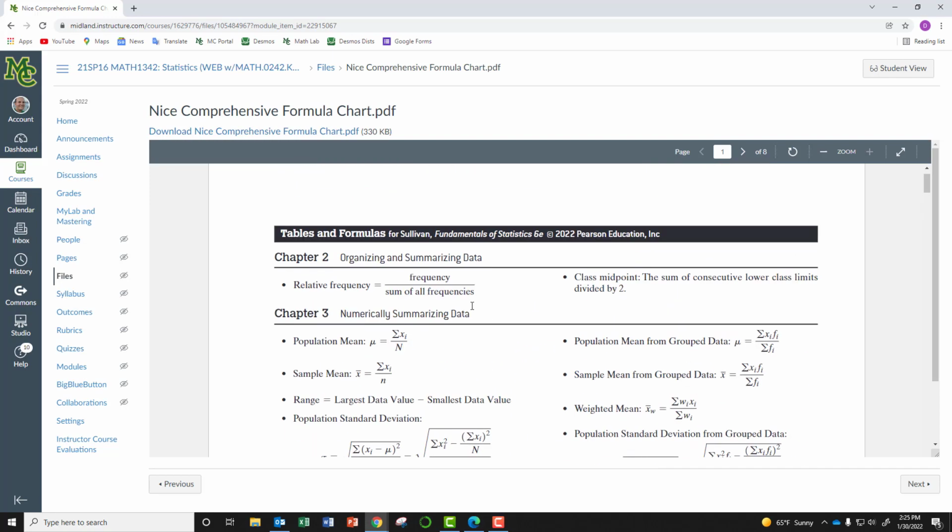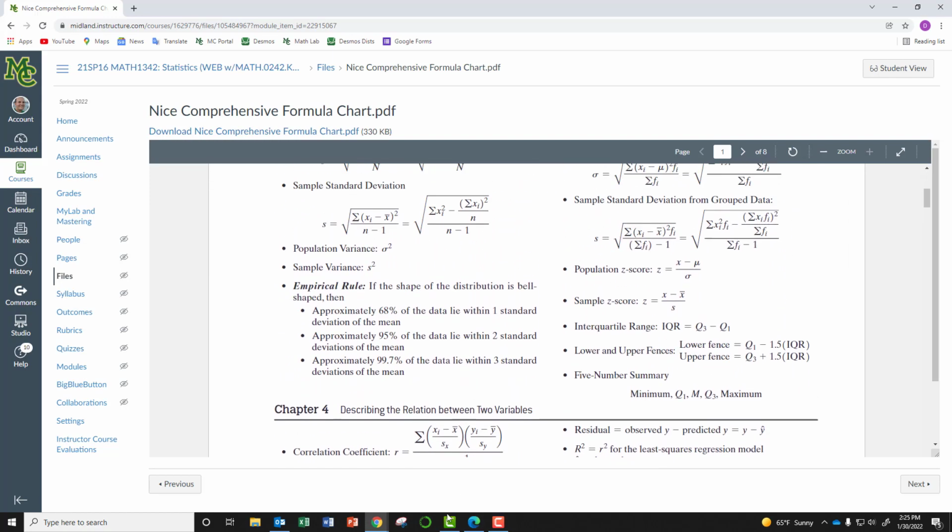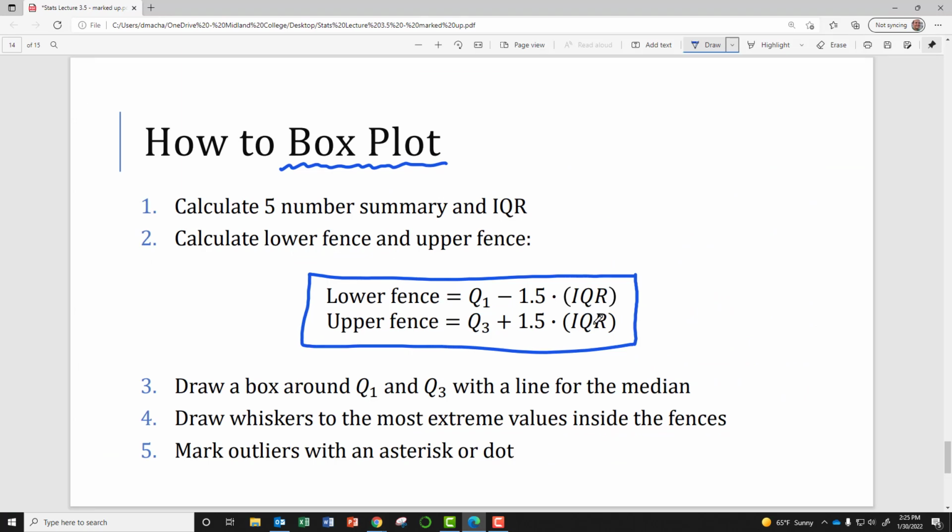So actually take a look through this formula chart and make sure that you see what's on it and that you're familiar with where to find everything, because you're going to want to be familiar with that prior to your exam. So we're actually going to start drawing in step 3. We're going to draw a box around the first and third quartile with a special line for the median. We're going to draw whiskers that extend to the most extreme values inside the fences. This is very important, three words: the whiskers only go inside the fences, and we mark outliers with an asterisk.